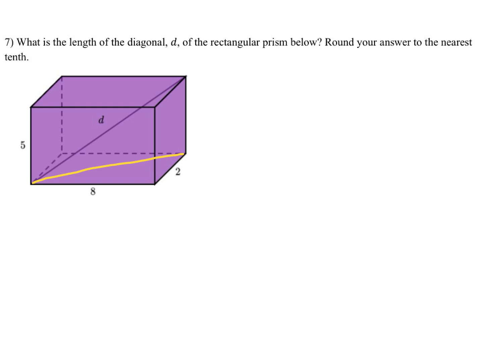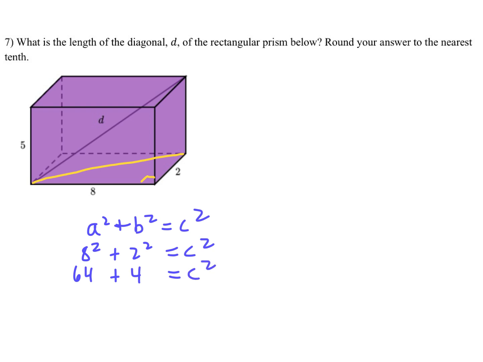Okay, so that yellow line that I just drew, we need to get that diagonal first. So that is in itself a right triangle down here at the bottom of the base. So let's get that first. So a squared plus b squared equals c squared. And the 2 legs there are 8 and 2. So 8 squared plus 2 squared is c squared. Okay, so I know this is 64 plus 4 is c squared, and that is 68 for c squared.